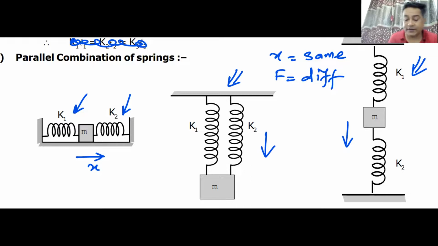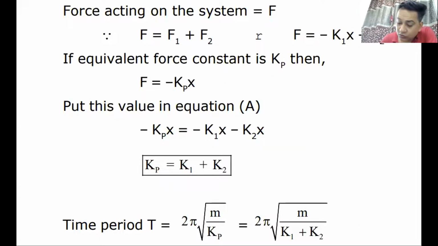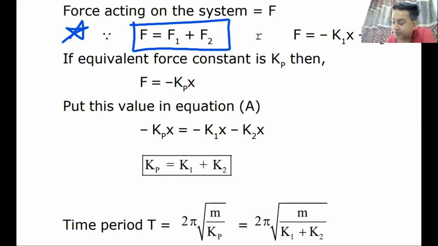So what will happen here is the total force will now become F1 plus F2. Very important point. Total force will become F1 plus F2, but the displacement will be same. In this case, we can replace the two springs by a single spring, and the force constant of that single spring will be K1 plus K2 plus K3 plus K4 and so on. If there are only two springs, it will be K1 plus K2.